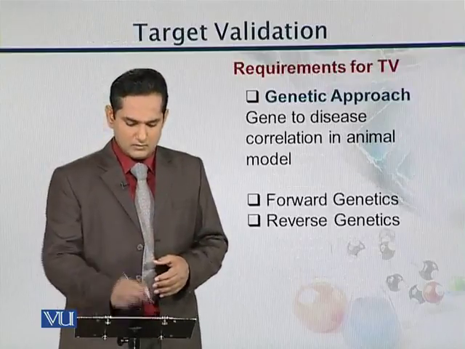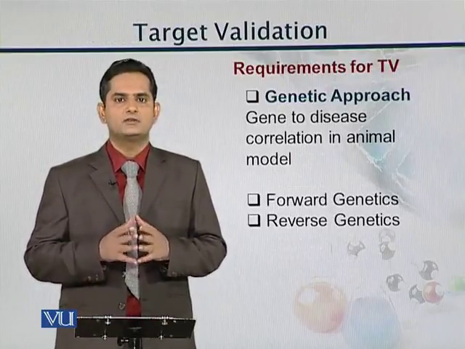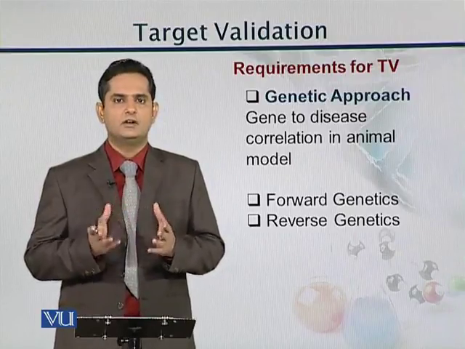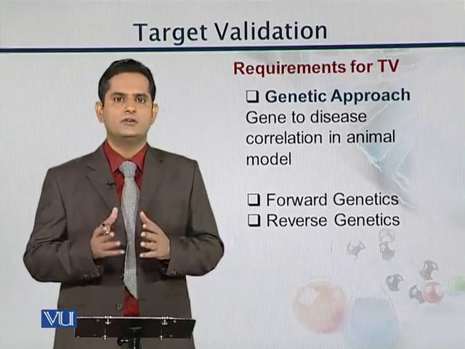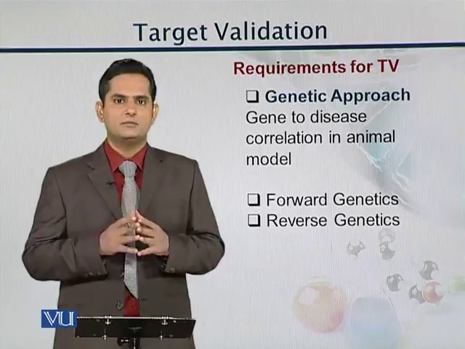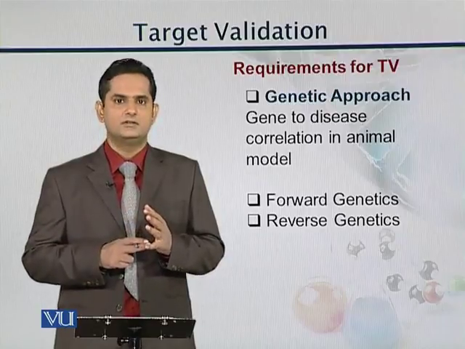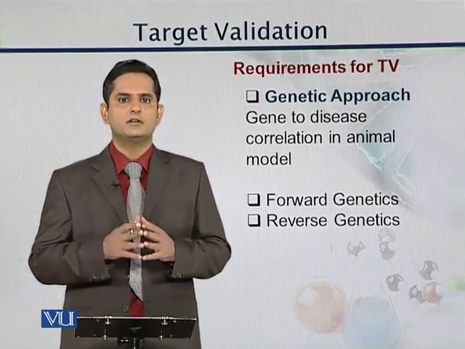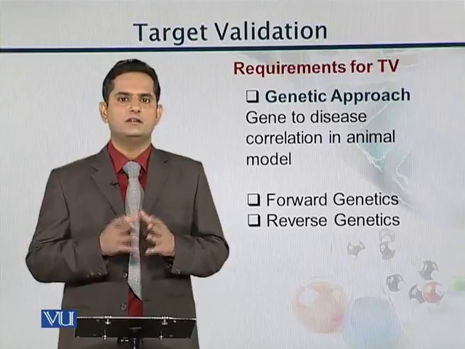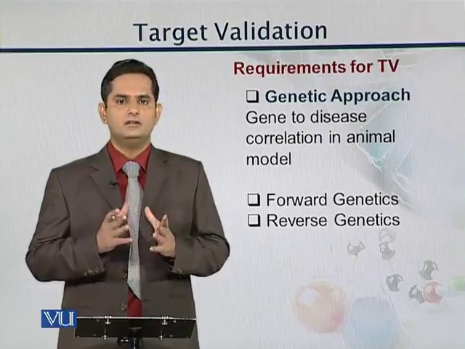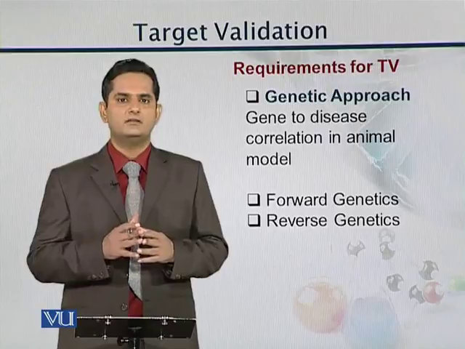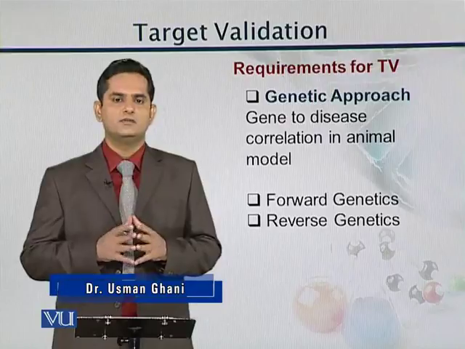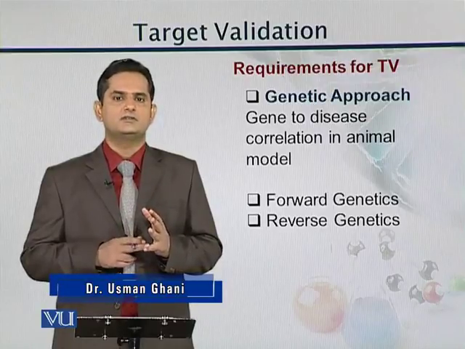So how is it done, or what are the different requirements for target validation? Basically, for target validation we want to look at the relationship between genes and diseases. For example, we can ask what is the gene to disease correlation in some animal model. Correlation means how they can be combined together. Is there some positive effect or some negative effect? That is called correlation. Based on this approach, there are two broad categories. Number one is forward genetics and the other one is reverse genetics.